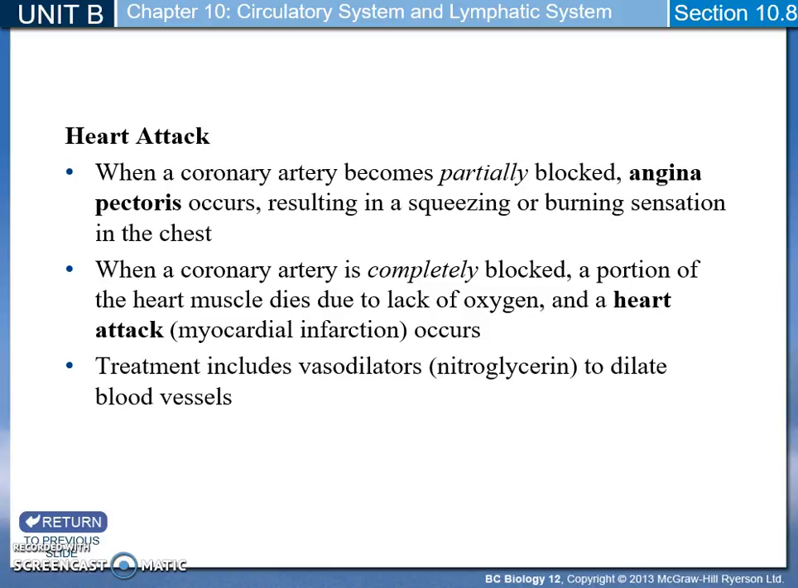And once again, the problem here is that the cardiac muscle cells cannot regenerate. So if part of the heart muscle dies, that's a permanent thing, and it will impede the effectiveness of the heart from then on. So treatment includes vasodilators, nitroglycerin to dilate the blood vessels.